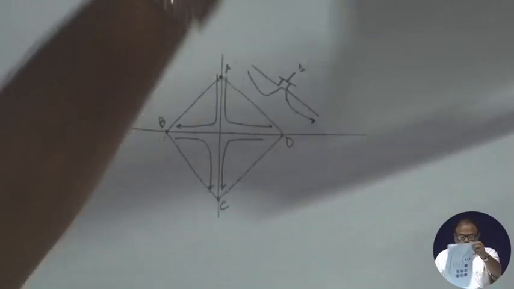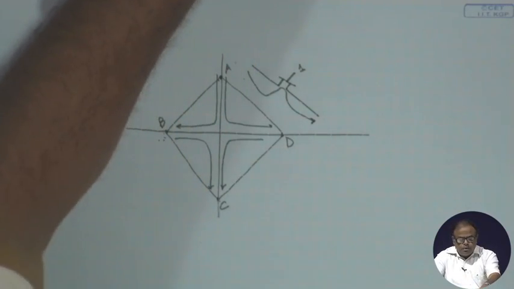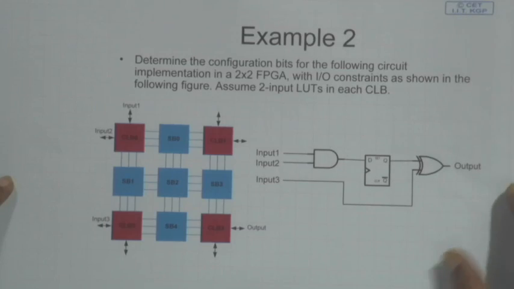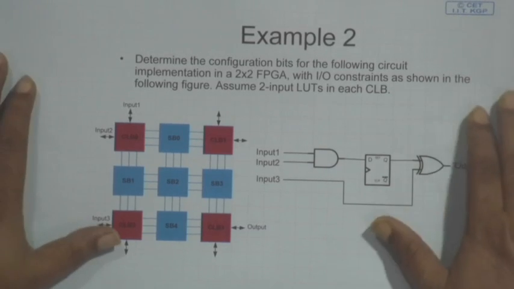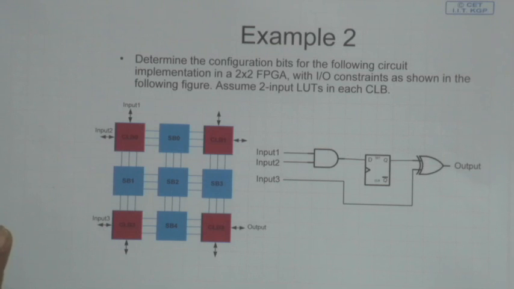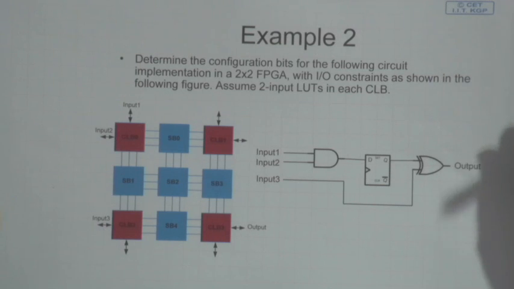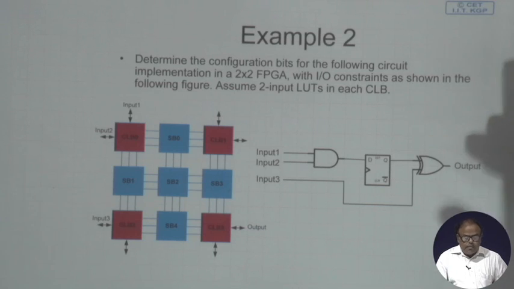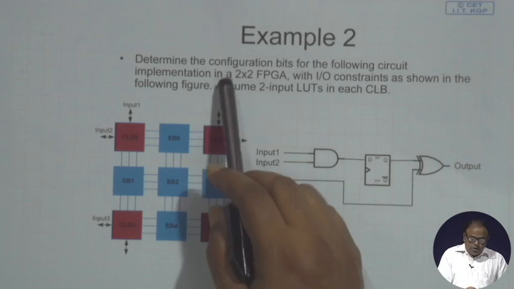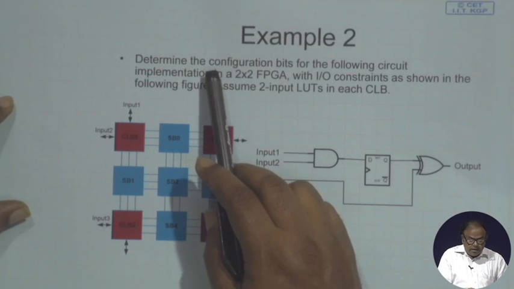Now, let us take another example. I think we did up to this in the last class. So, let us take another example. We have to write a program to implement a particular logic circuit, or particular logic. So, here is a second example.